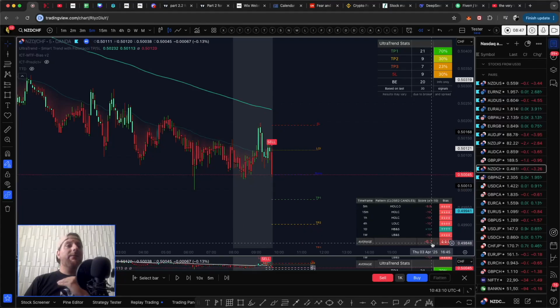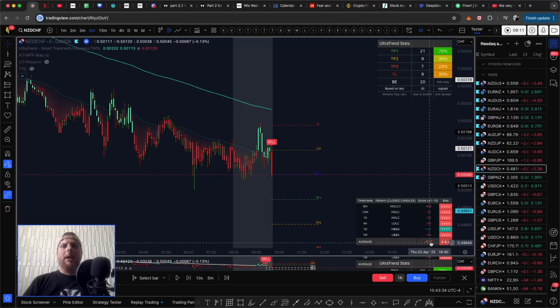It means that it's very, very bearish right now. And I would say the numbers that I normally like to see here are below or above 5. Below or above 5 would normally be a very strong direction, a very strong bias.